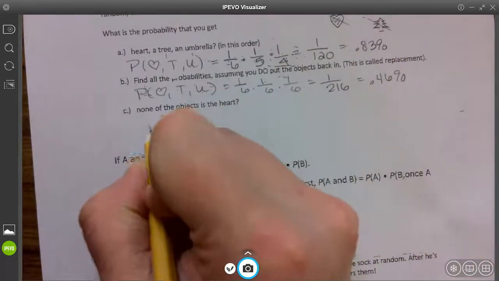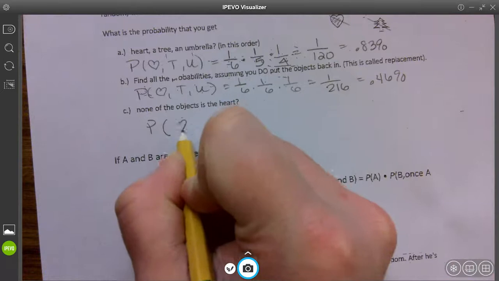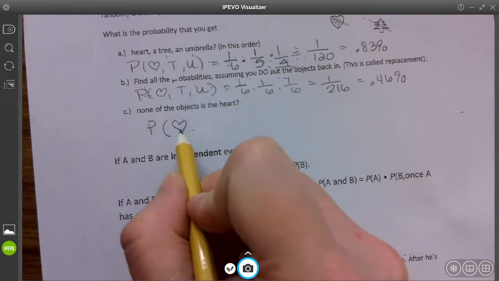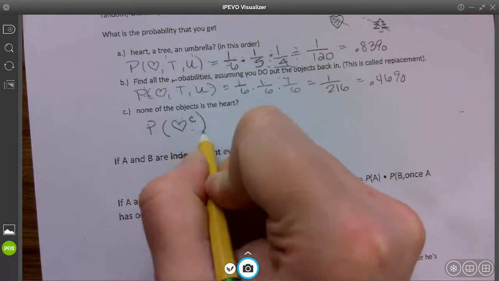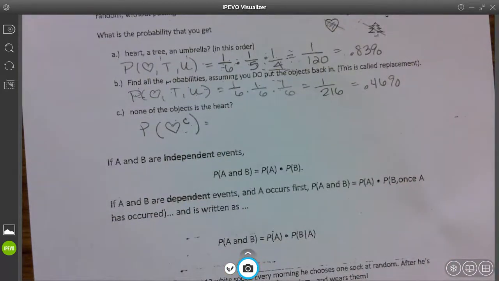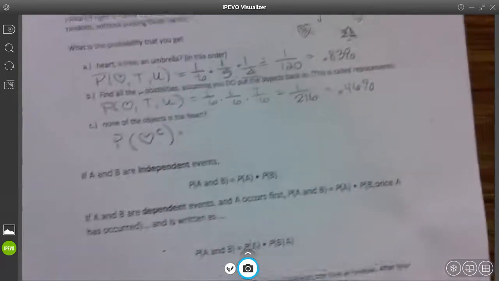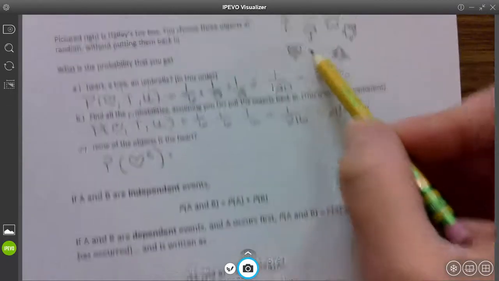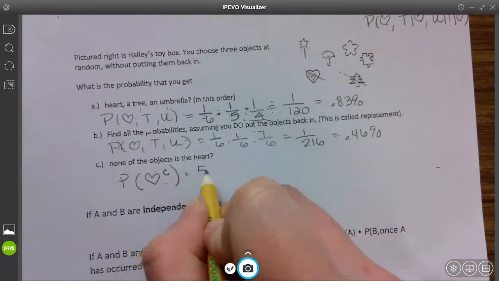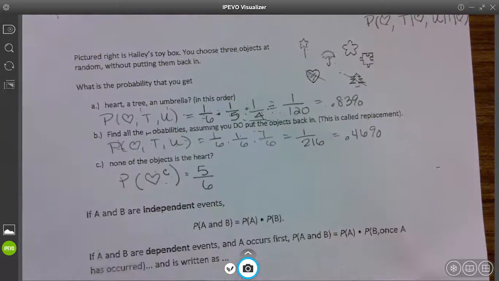What if none of the objects are a heart? So when we say it's not a heart, it's its complement. A complement is what it's talking about. So getting a heart is 1/6. So not getting a heart would be 5/6, or its complement. That little c means complement.